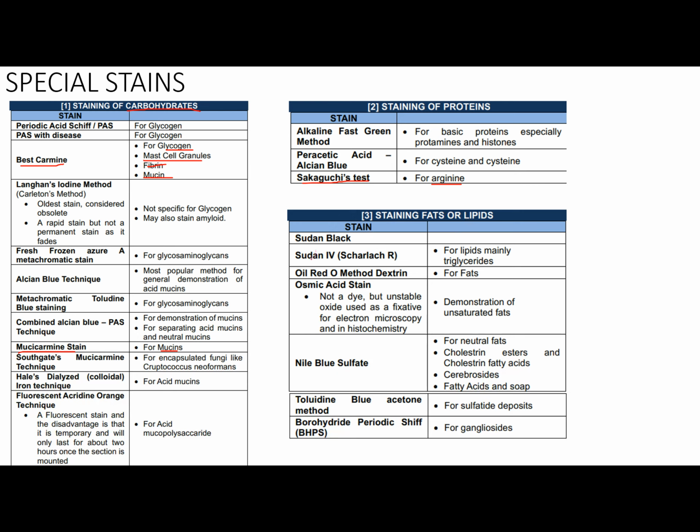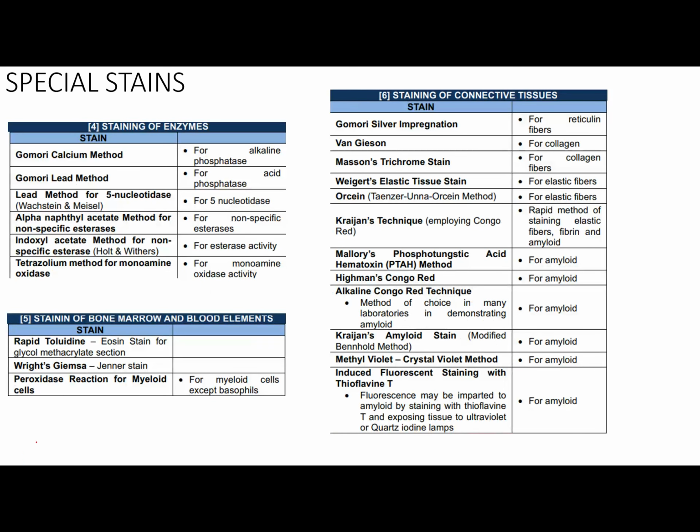Now under Sudan black, we have Sudan IV or Scharlach R for lipids, mainly triglycerides. Then we also have BHPAS, or the borohydride periodic acid Schiff, for gangliosides. Then stains for enzymes are also used. Examples of this are the Gomori lead method, which is used for ACP, and Gomori calcium used for ALP. Then we also have stains for bone marrow and blood elements such as Reich's Giemsa, and peroxidase reaction for myeloid.